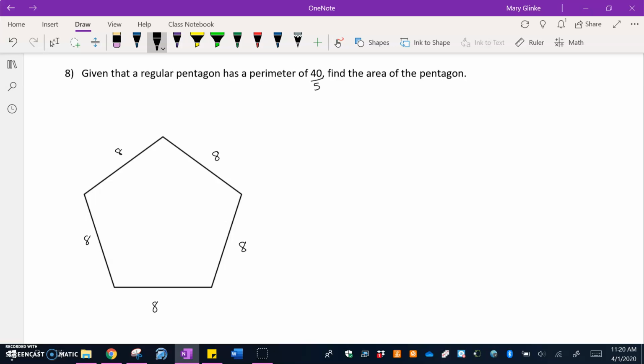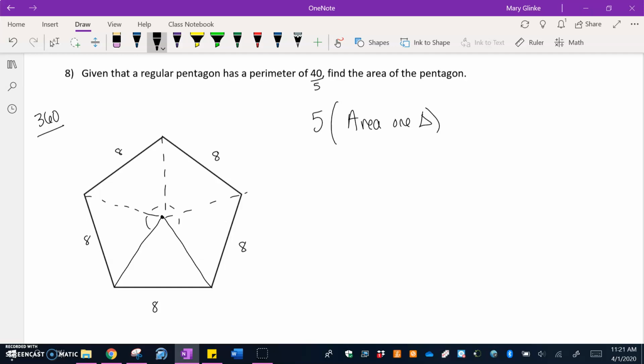Again, my goal is to find the area of the pentagon, so I'm going to split this up into triangles. Since it's regular, all of my triangles are going to end up being congruent. So I have 5 congruent triangles. So if I take the area of one triangle and multiply it by 5, it would give me the area of the pentagon. So I'm going to use something similar. I'm going to find the measure of the central angle for each of these since they are congruent. If I do 360 divided by 5, that's going to get me the measure of each central angle to be 72 degrees.